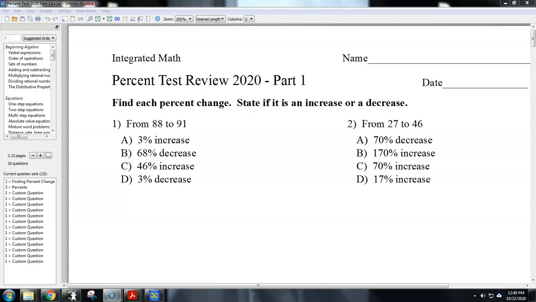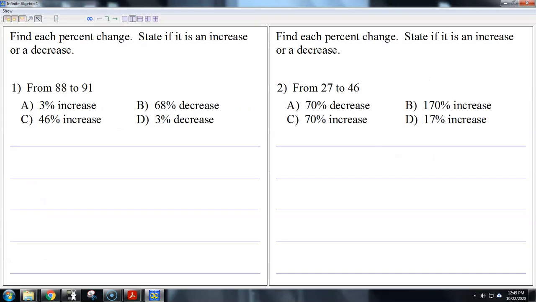All right, percent test review 2020, part 1. Give myself a little bit better view here. All right, find each percent change, state as if it is an increase or decrease.